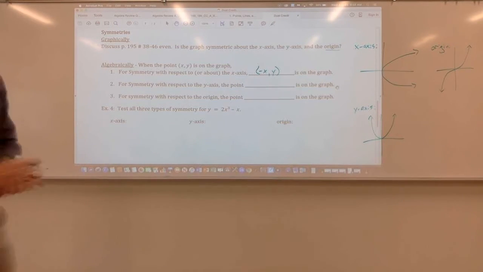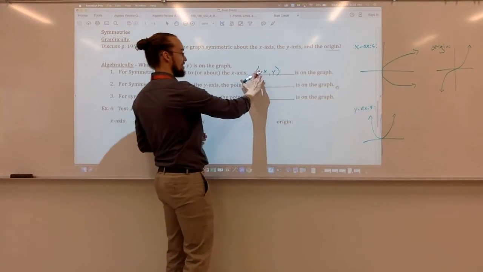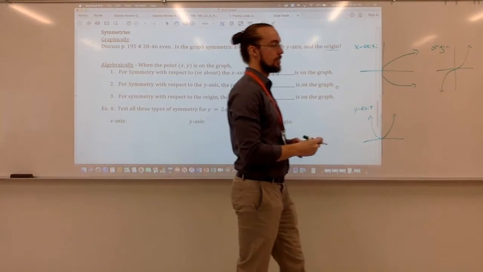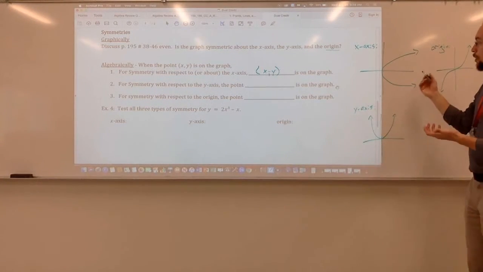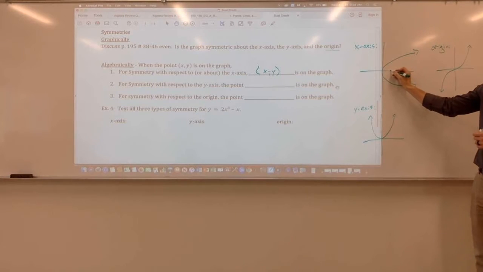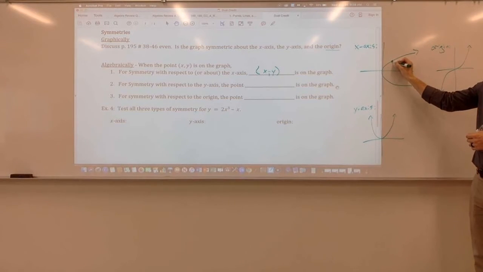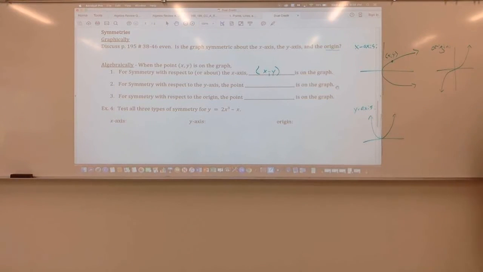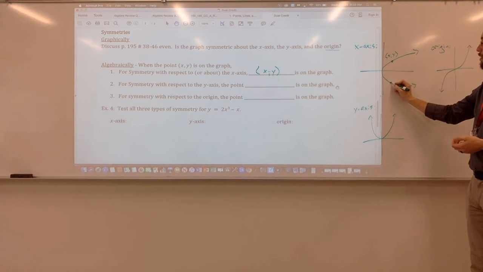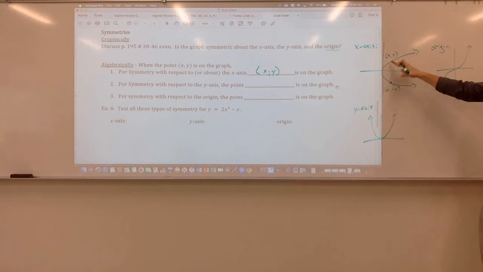Nope, that's wrong. I just think that doesn't sound right. X, negative y. Yeah, that makes more sense. So, in terms of a graph, if we're saying that this is the point x, y right here, in order for this to have symmetry across the x-axis, this point down here would have to be x, negative y. Okay, the exact same x coordinate, but the opposite y coordinate.